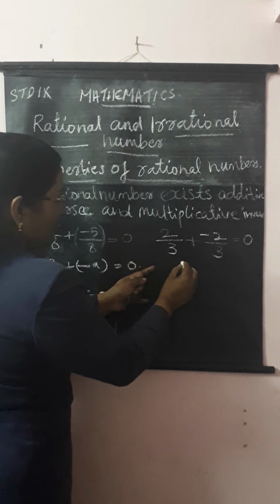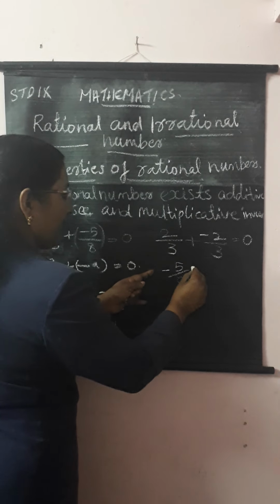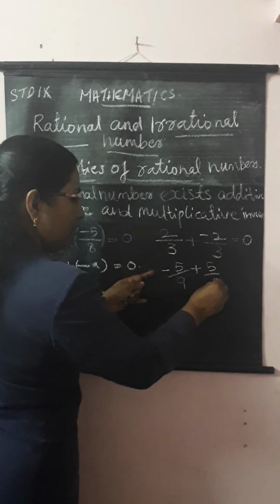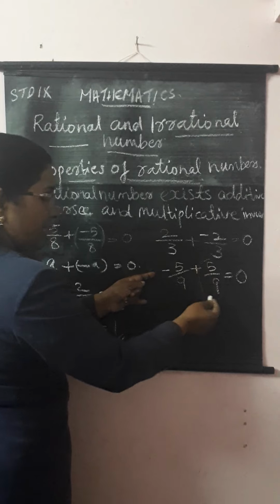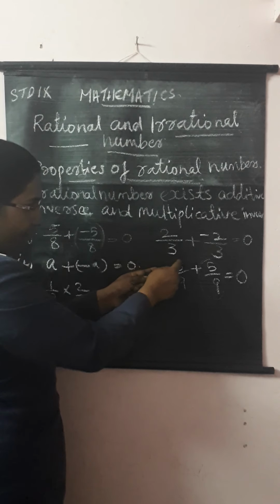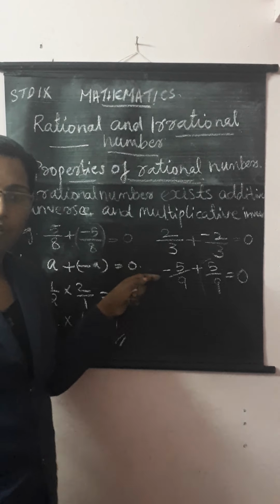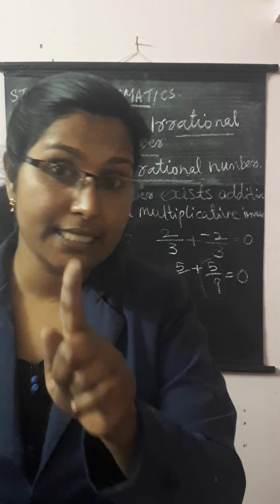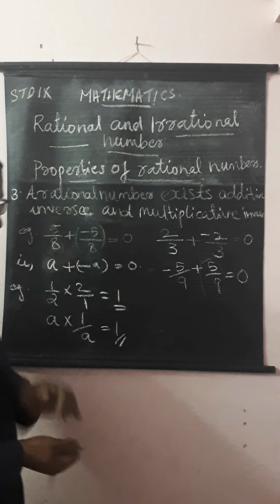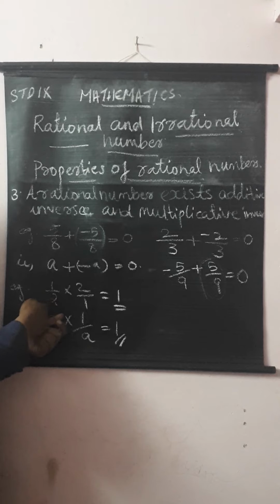Then suppose 5 by 9. Minus 5 by 9 plus 5 by 9 will become 0. Here positive 5 by 9 is the additive inverse of negative 5 by 9. That is the additive inverse: when you add two rational numbers, the result becomes 0. But in the case of the multiplicative inverse, we multiply the two numbers.